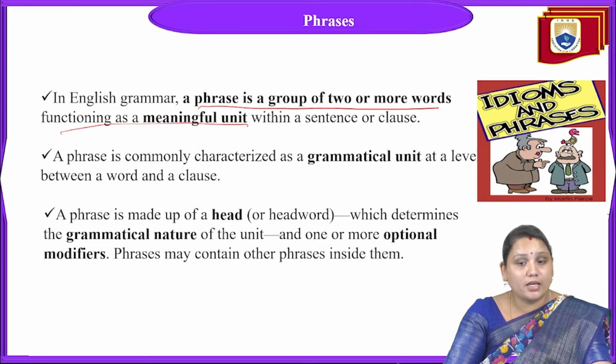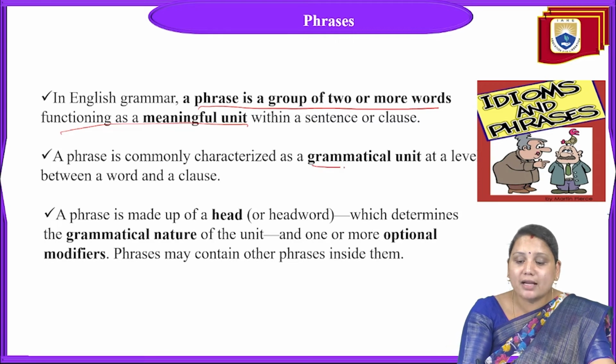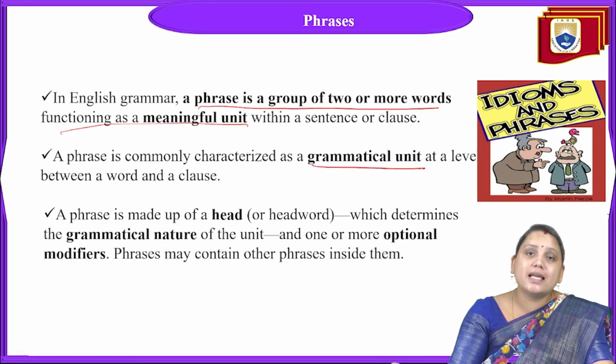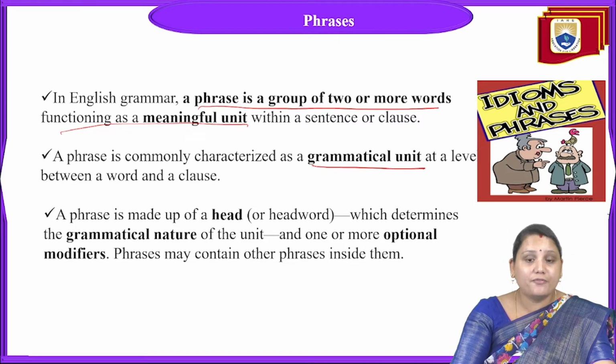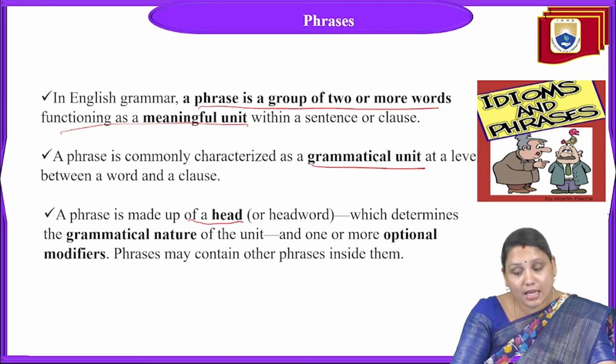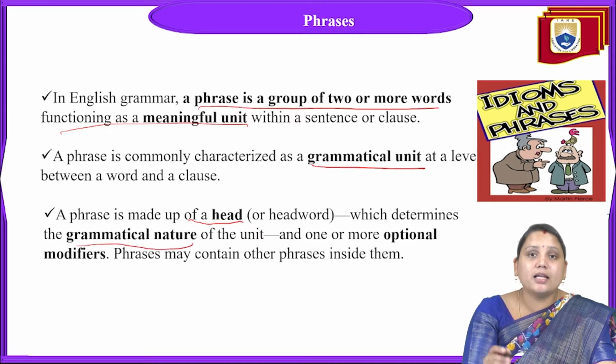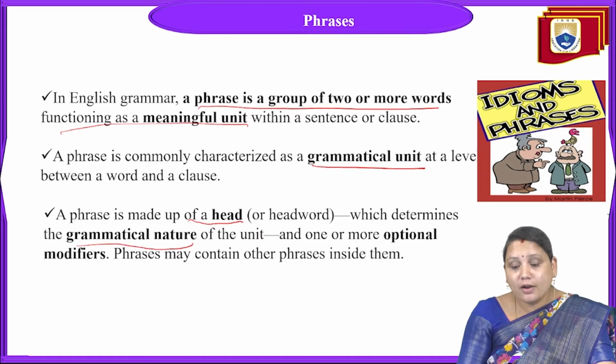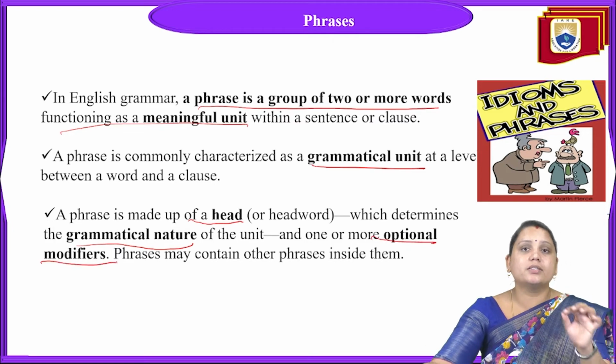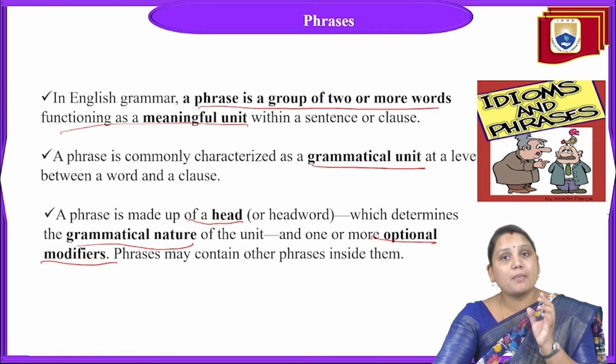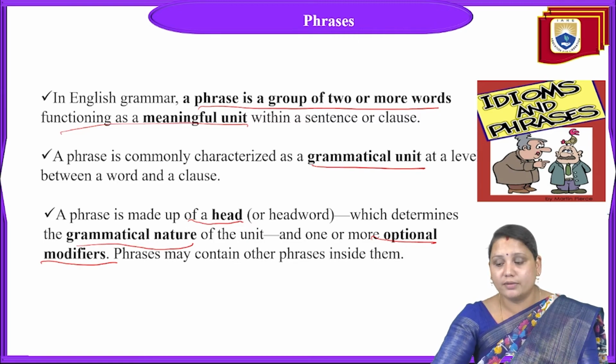A phrase is commonly characterized as a grammatical unit. It is the most essential unit of your sentence. So, it is taken as the grammatical unit in language acquisition. A phrase is made up of a head, headword, or keyword which determines the grammatical nature of the unit, and one or more optional modifiers. So, a phrase may have a keyword and optional modifiers.